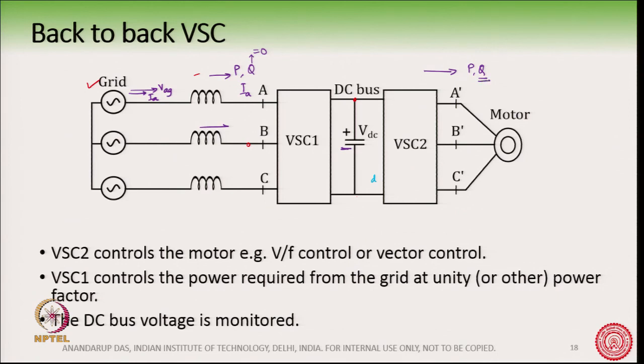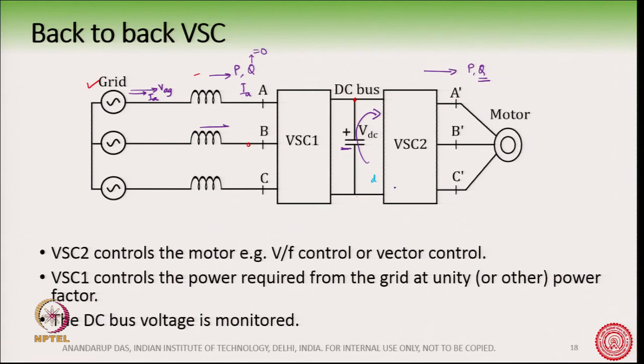But here you see the motor is taking some reactive power. So, where does the reactive power come from? This reactive power is an energy exchange which is oscillating through the capacitor. The source VSC1 does not provide any reactive power, but VSC2 circulates the energy corresponding to the reactive power of the motor through the DC bus.